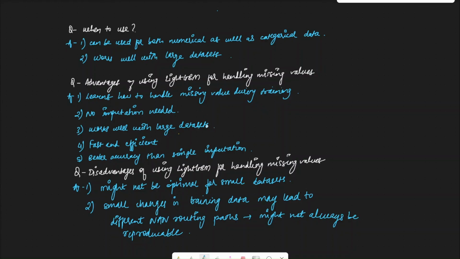It is fast and efficient and gives better accuracy as compared to simple imputation, because it is able to understand the underlying data patterns. Disadvantages of using LightGBM for handling missing values are: first, it might not be optimal for small data sets, and second, small changes in the training data might lead to different NaN routing paths. That is, it might not always be reproducible.